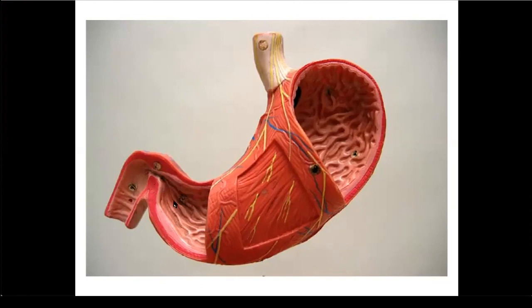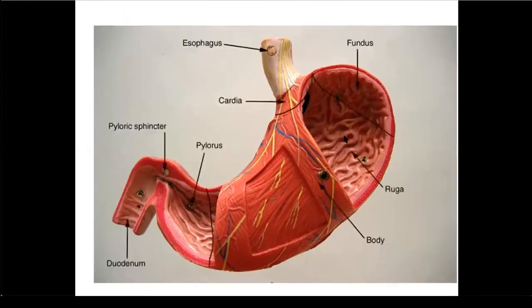There is a sphincter between the pylorus and the duodenum, and that is located here, and that's going to be called the pyloric sphincter. The folds in the mucosa of the stomach are called rugae. Be sure if I ask you for region, you will tell me either fundus, cardia, body, or pylorus.